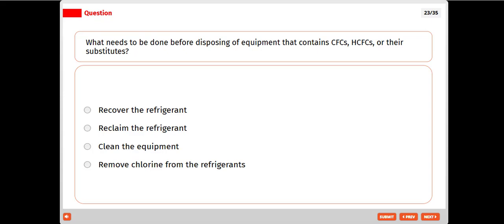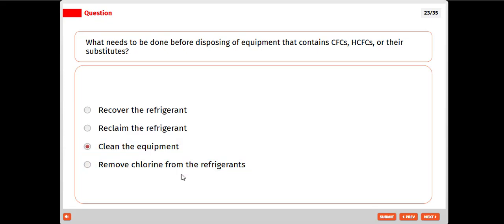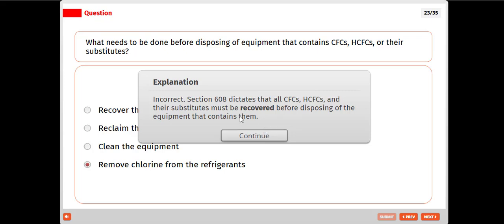Clean the equipment. I think he will clean. That sounds correct. Remove chloride from all. Let's see. Incorrect. Section 608 indicates that all CFC, HCFC, and their substances must be recovered.